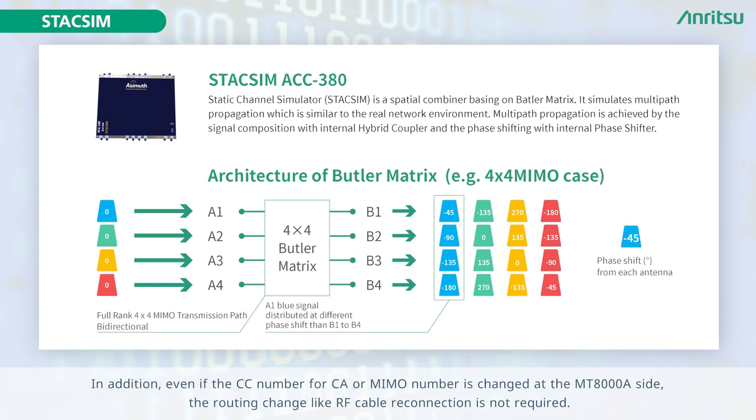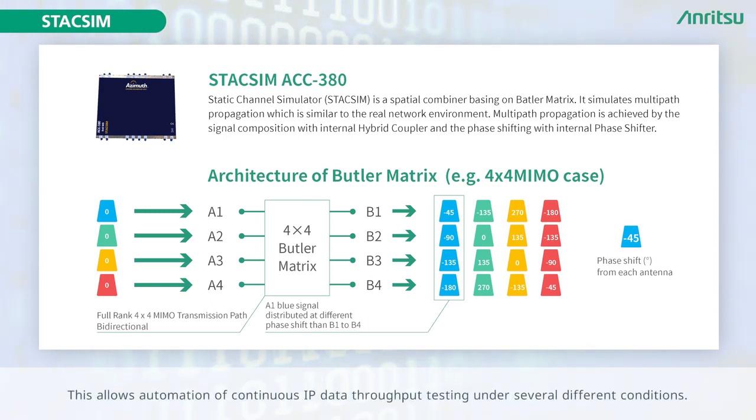In addition, even if the CC number for CA or MIMO number is changed at the MT8000A side, the routing change like RF cable reconnection is not required. This allows automation of continuous IP data throughput testing under several different conditions.